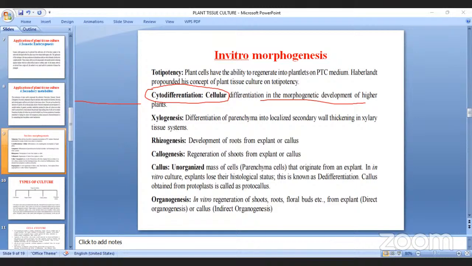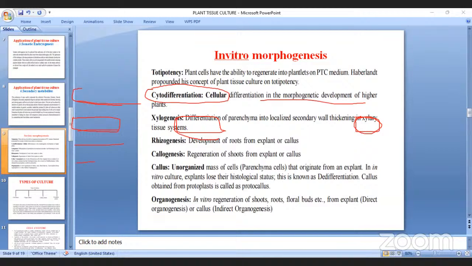The second morphogenesis part is xylogenesis: differentiation of parenchyma into localized secondary wall thickening in the xylem tissue system. That means if you take parenchyma cells as explant, xylem tissues develop from the parenchyma cells. If the xylem tissue develops, this part of morphogenesis is called xylogenesis. Genesis means production or formation. Xylem cells are formed from parenchyma, so here the xylem is formed, that's why it is called xylogenesis. The cells developed are called cytodifferentiation or cytogenesis.